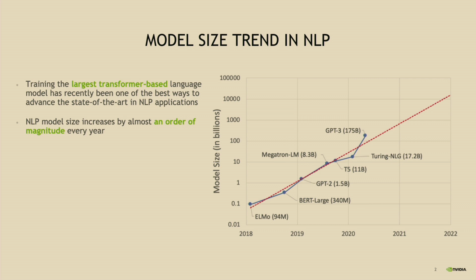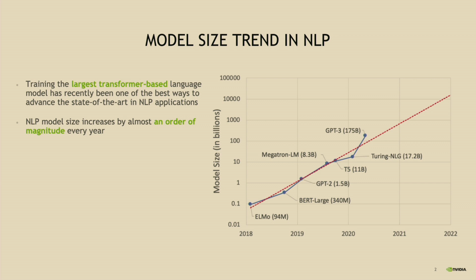Looking at the NLP research over the past couple of years, training the largest transformer-based language model has been the best way to achieve the state-of-the-art in NLP applications. Great works such as BERT, GPT, and T5 have shown how this scale can help with some of the canonical NLP tasks, as well as recent, more research-oriented tasks, for example, end-to-end dialogue systems.